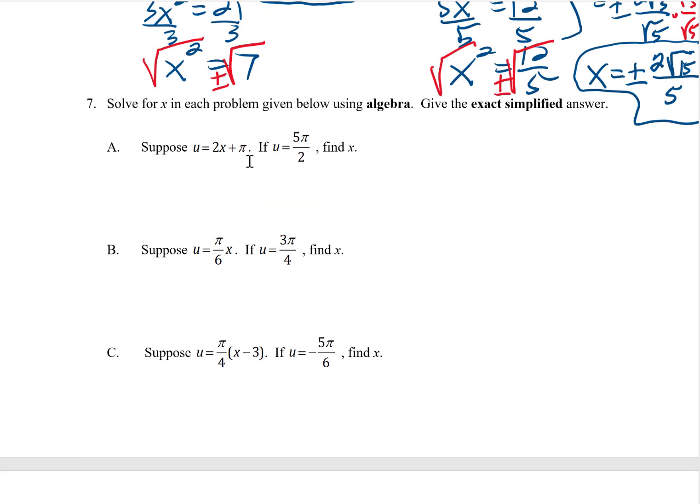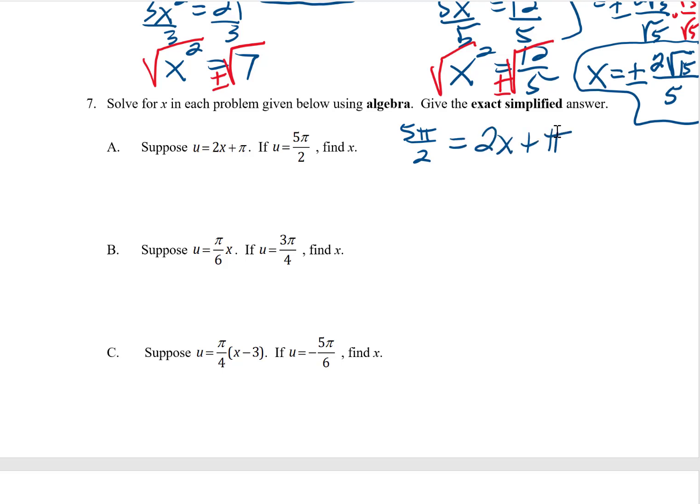Problem number 7. So we're given a little statement here with two variables in it, x and u. We're then given a value of u and being asked to plug that in and solve for x using algebra. So in our first example, we're going to replace the u with 5 pi over 2 and then do some algebra to get the x by itself.